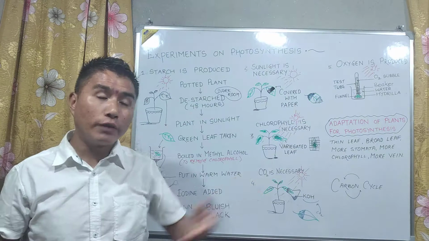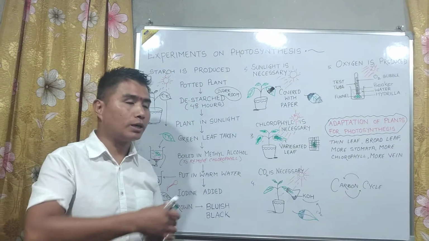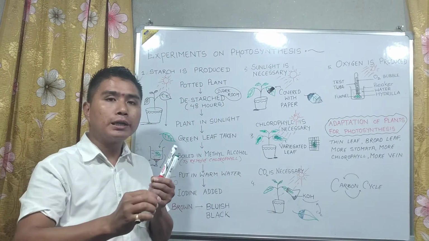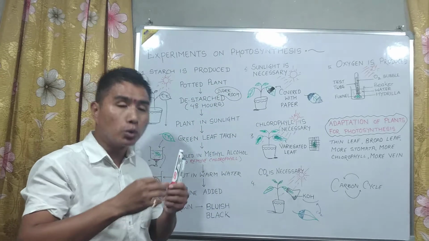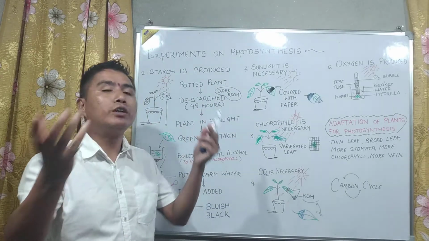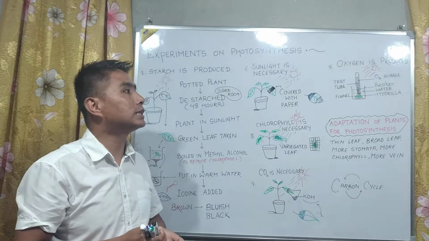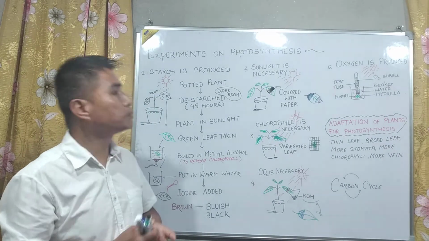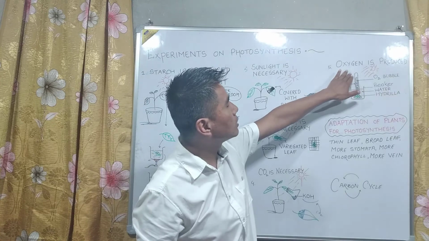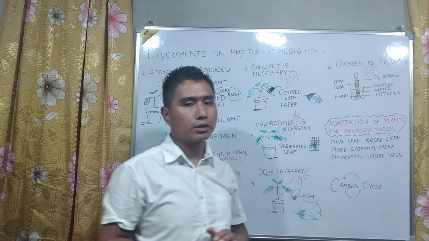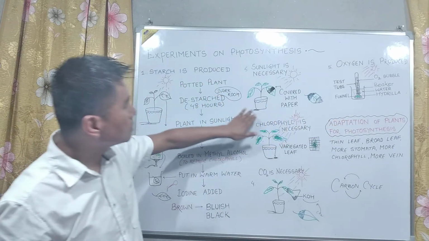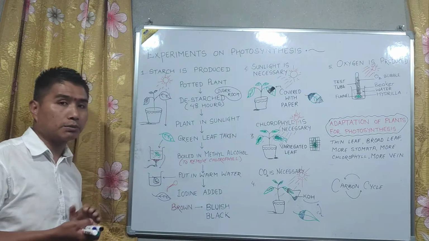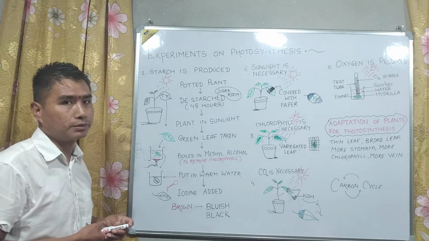If we keep a burning splinter near the test tube, the burning splinter will glow more vigorously, because oxygen gas helps in burning. This proves that the gas that was collected on top of this test tube is oxygen gas. So this experiment also comes. All these experiments are important. All these experiments come from the photosynthesis chapter.